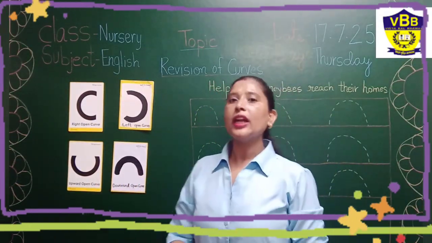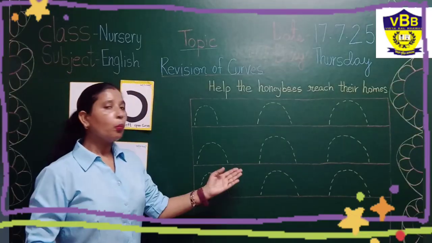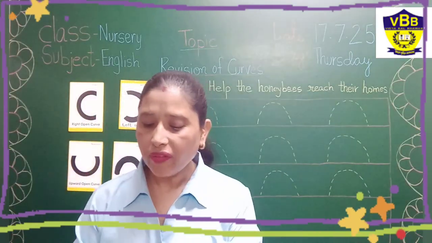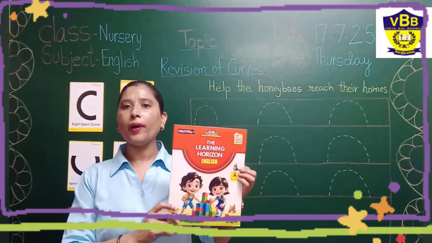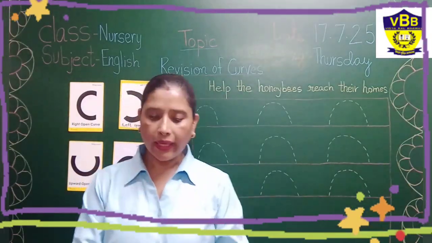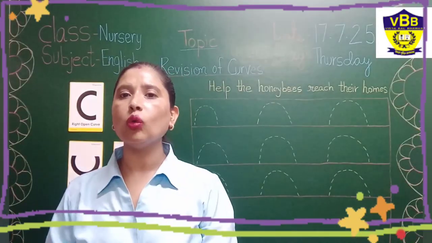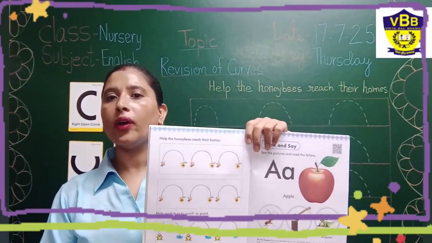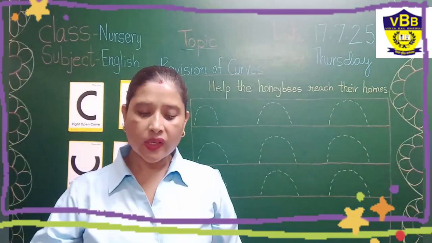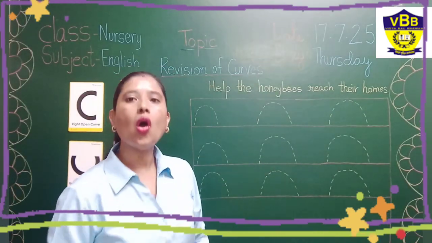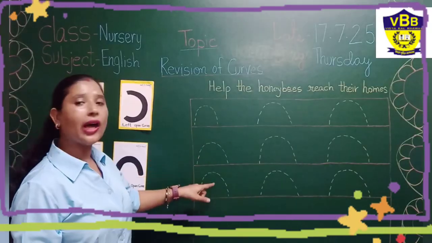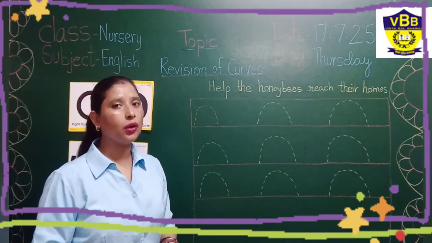So now let's move on towards the book exercise. So my little tiny toes, I request you kindly open your English part 1 book. In this book, you all have to open page number 16. On this page, we are going to trace the downward direction curve.